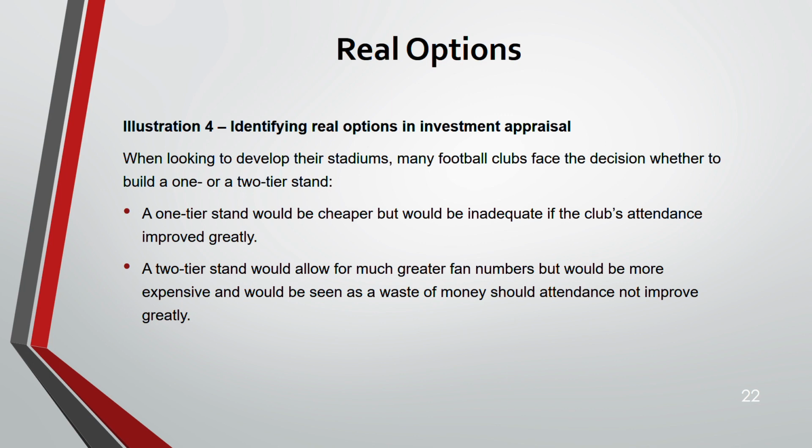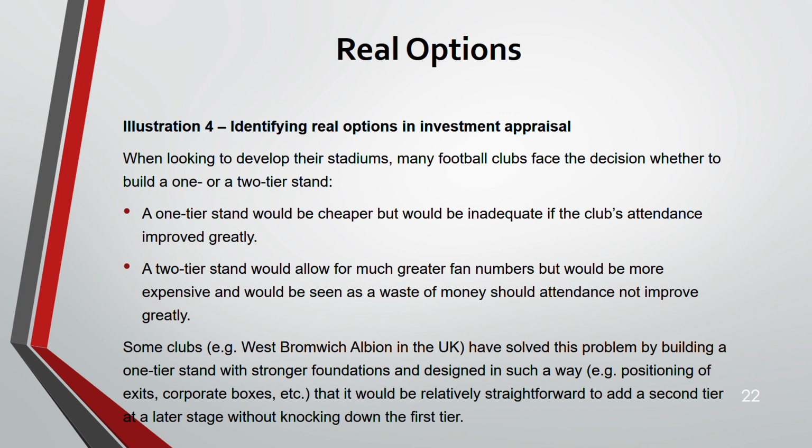What if the demand does not go like that? What if less people come than expected? So in that case, it will be seen as a waste of money. So rather, don't go for 1 straight away, don't go for 2 straight away. Rather, some clubs, what do they do? They build 1 tier stand, but they build it with such a stronger foundation that if later they want to add that second tier, they can easily add to it without knocking down the first tier. They keep some space or some foundations in such a way when they are building the first tier that if later the demand increases, they can build up the second tier.